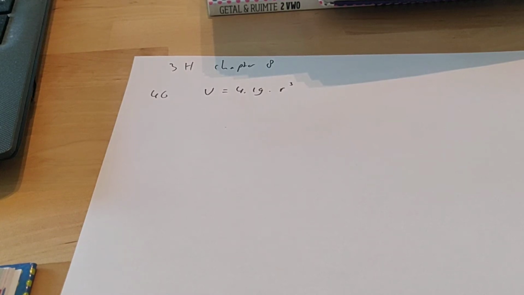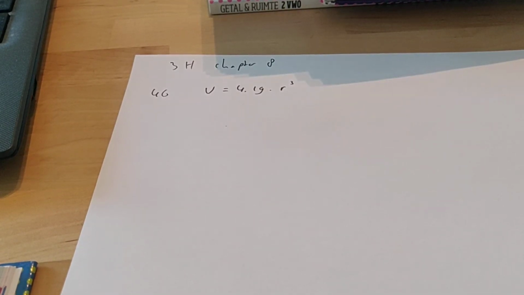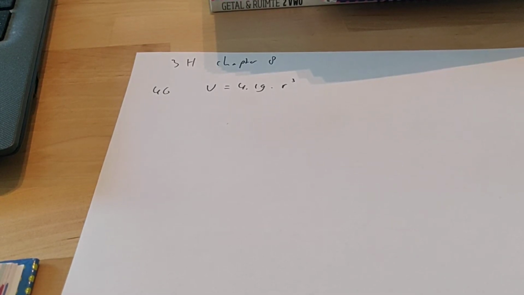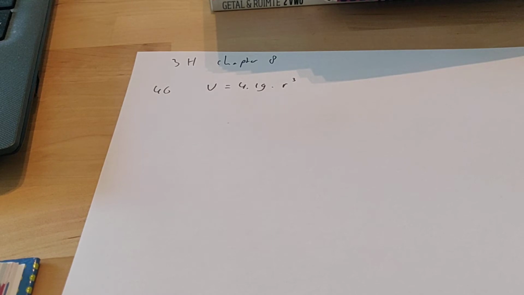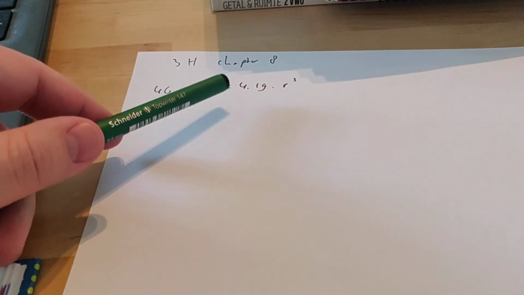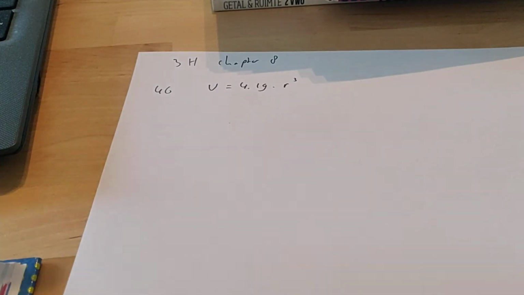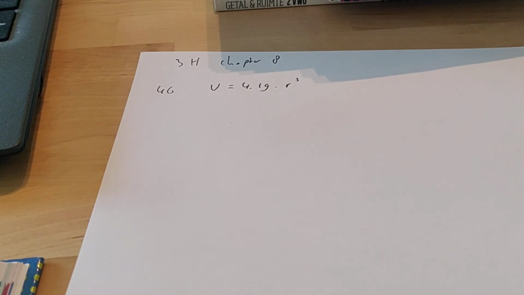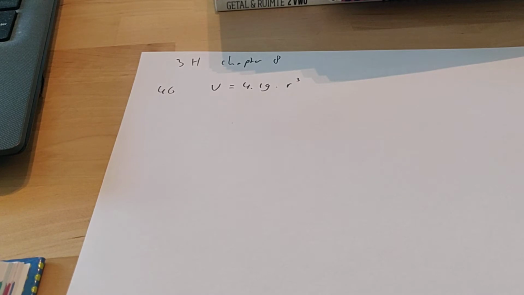Alright, this is a video for 3HT, Chapter 8, explaining what you need to do with exercise 46. It says the volume of a sphere with a radius r can be approximated using this formula: 4.19 times the radius of a sphere to the power of 3. First question is, the radius of a sphere is 8 centimeters. Calculate the volume of the sphere in cubic centimeters, round off to the nearest integer.